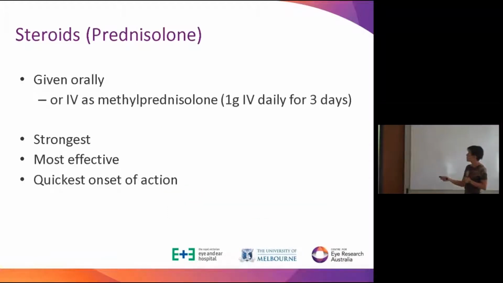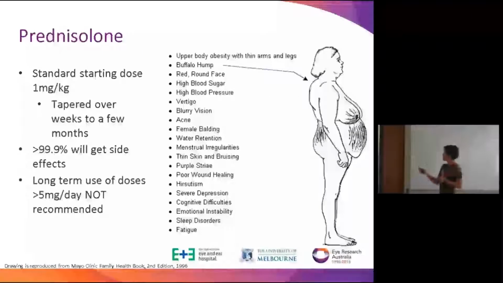All right, so prednisolone, we all know this. It's either oral prednisolone 1 milligram per kilogram or IV methylpred for severe disease. Severe disease are usually put into this category: Behçet's and VKH. I'll often admit these patients for their acute flares. Strongest, most effective, but has side effects. 99.9% will get side effects. And this is just a small fraction of the side effects these patients will have. And I would argue the 0.1% who don't have side effects are the ones not taking the medication.